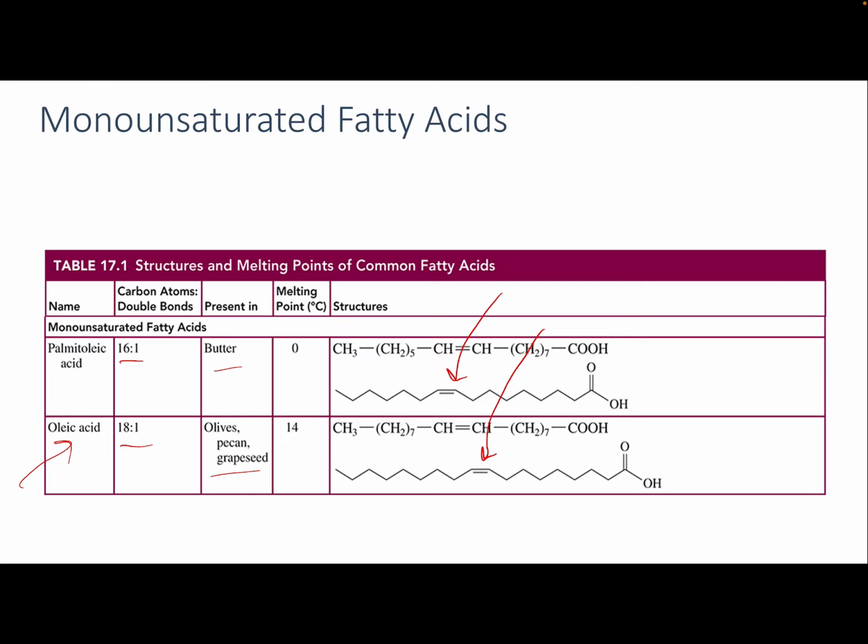In the cis format, this creates a kink in the hydrocarbon chain, makes it so that it's an irregularly shaped chip that doesn't stack together well anymore. This lowers the melting point.